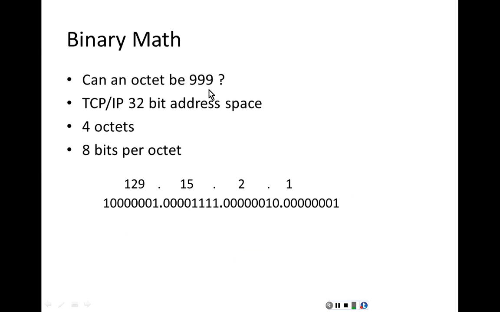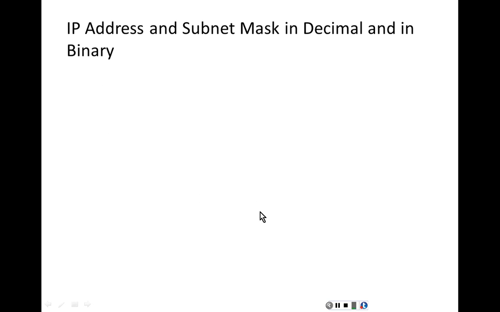So can an octet be 999? No, because if all 8 bits are set to 1, that's equal to 255. There are 32 bits in a TCP/IP address space, or 4 octets. Each octet is represented as 8 bits, an 8-bit pattern for each octet. There's 129, which is 128 plus 1. There's 15, which is 4 zeros and 4 ones. There's 2, which is just a 1 and a 0. And there is 1. Looking at IP addresses in binary.